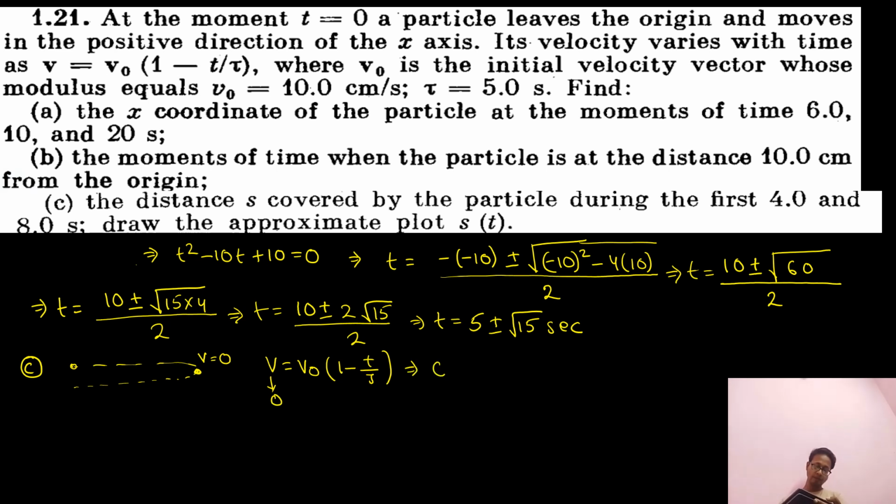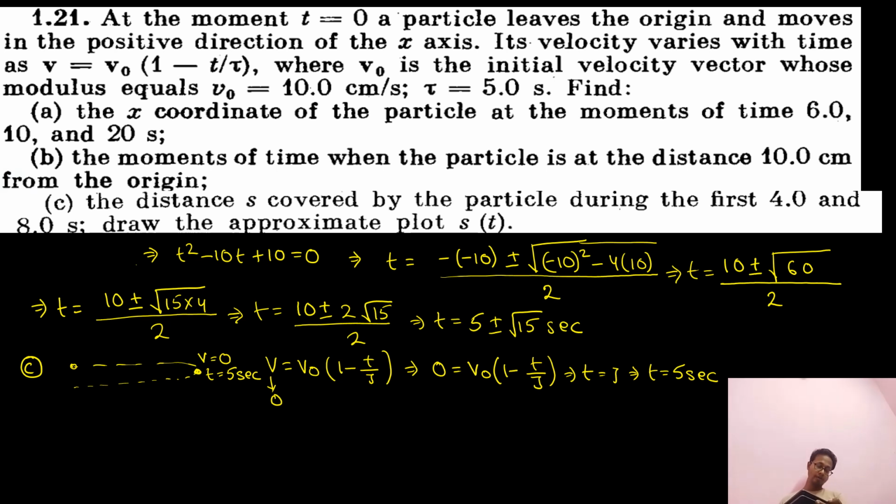So v is equals to v naught into 1 minus t by tau, and v is equals to 0. If we solve this equation, 0 is equals to v naught into 1 minus t by tau, or t is equals to tau. The value of tau is equals to 5 seconds. So at t is equals to 5 seconds, the velocity of the particle will be 0, and it will start reversing in this direction.